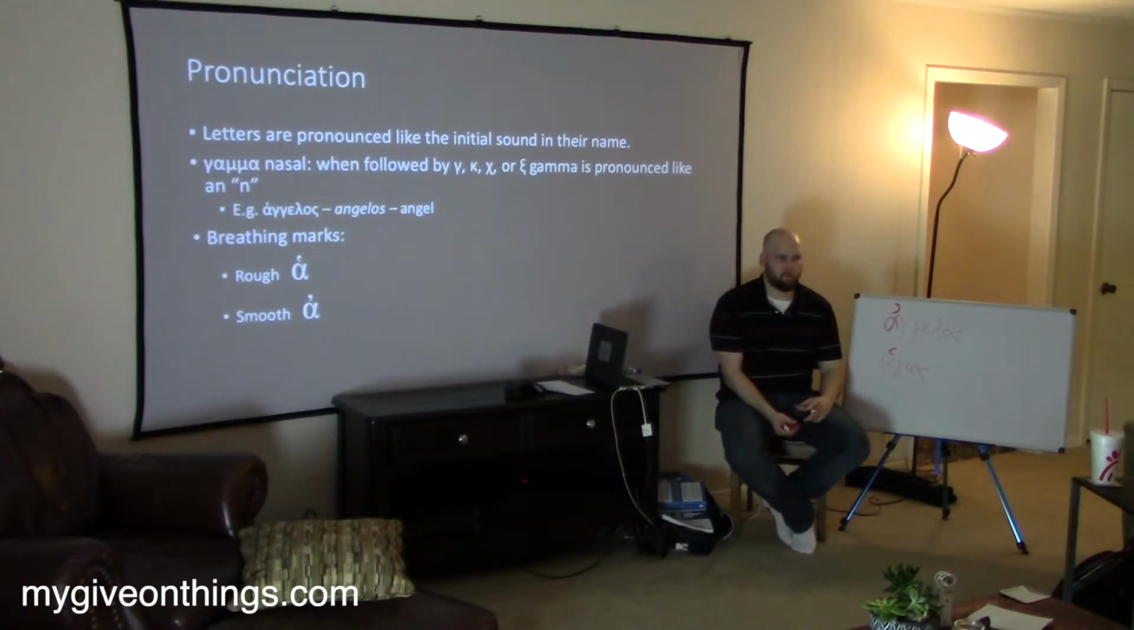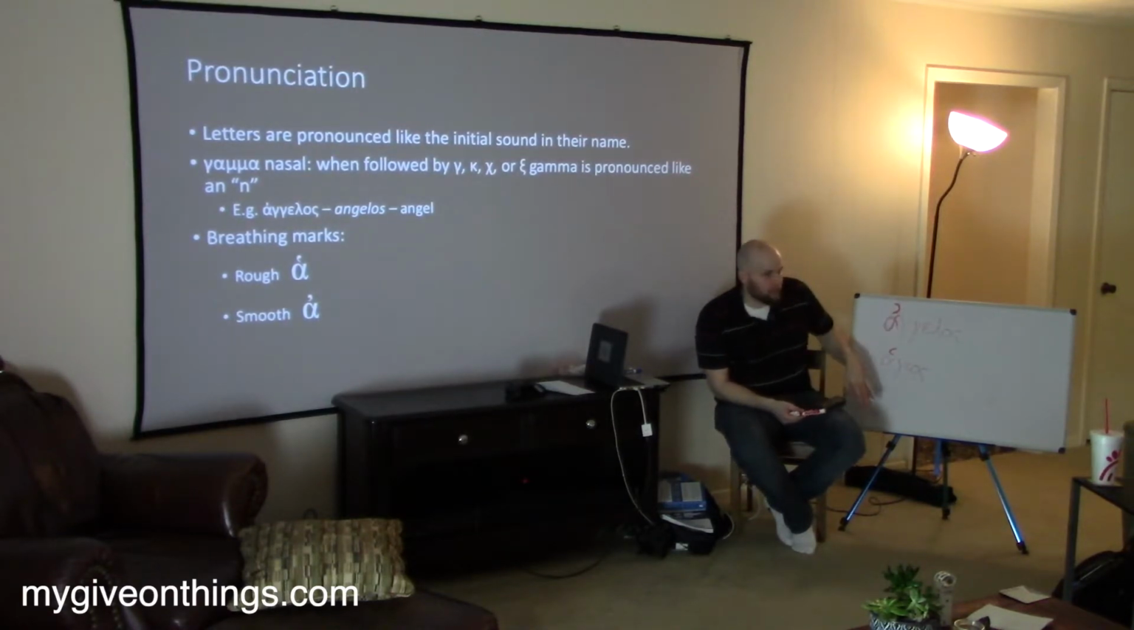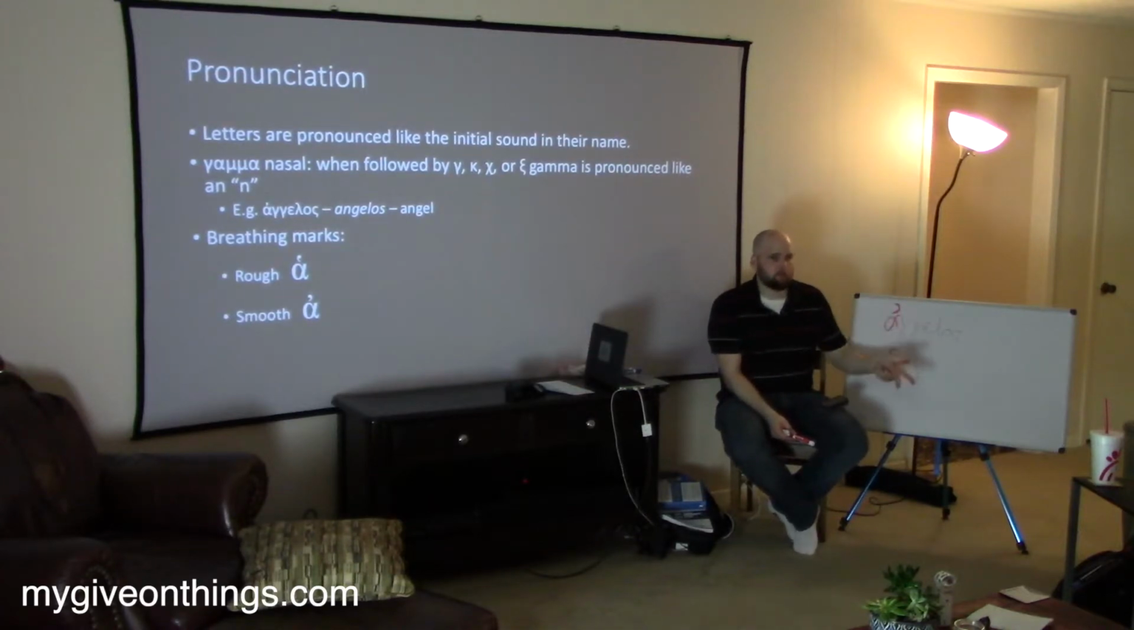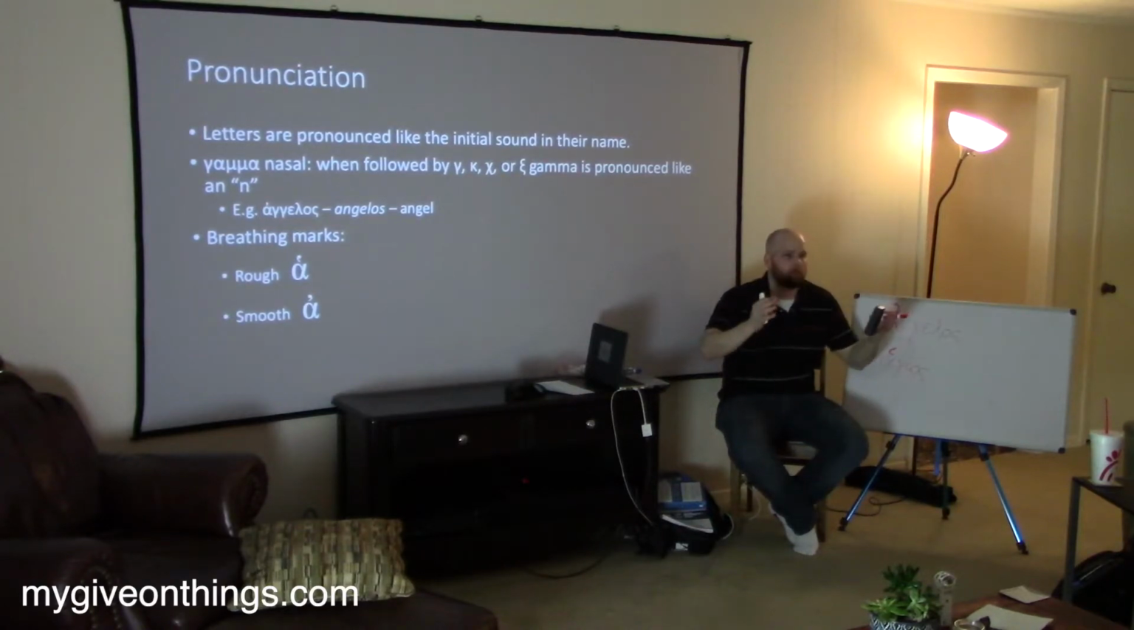Does that make sense? So the rough breathing mark that looks like a C tells you to put an H here. Hagios means holy. Smooth breathing mark means no H. Just pronounce this vowel like a normal vowel. And this is true of all vowels: alpha, epsilon, iota, eta, omega. Any of those appearing at the beginning of the word is going to have either a rough breathing mark or a smooth breathing mark. That's how you make an H in Greek.